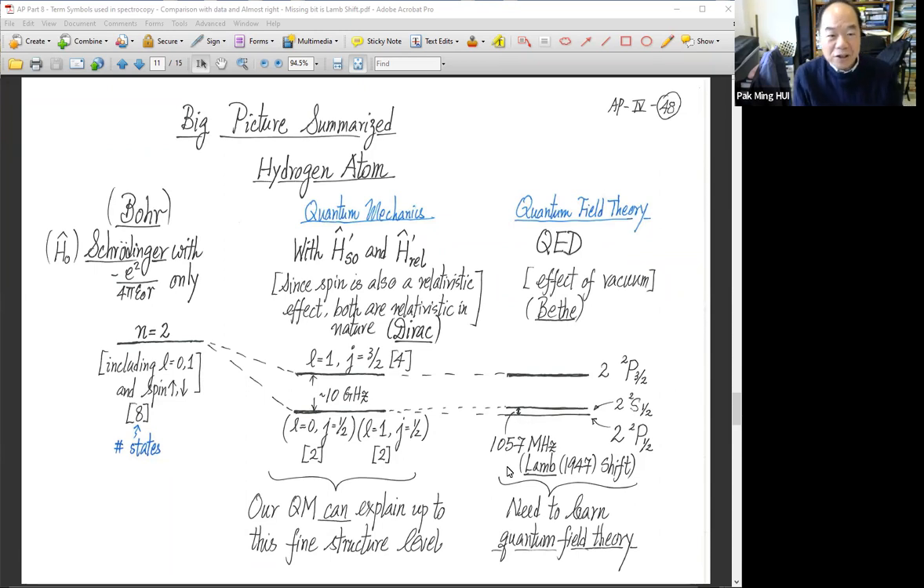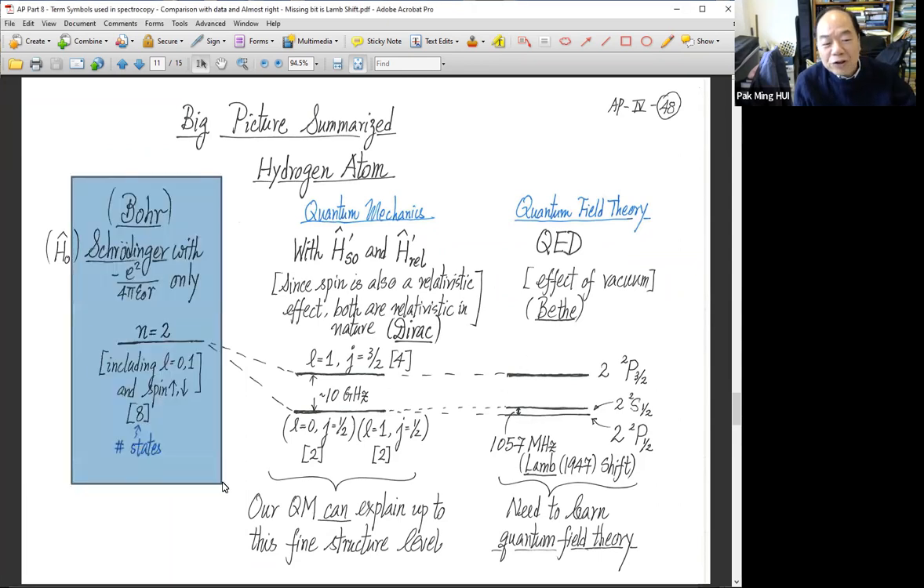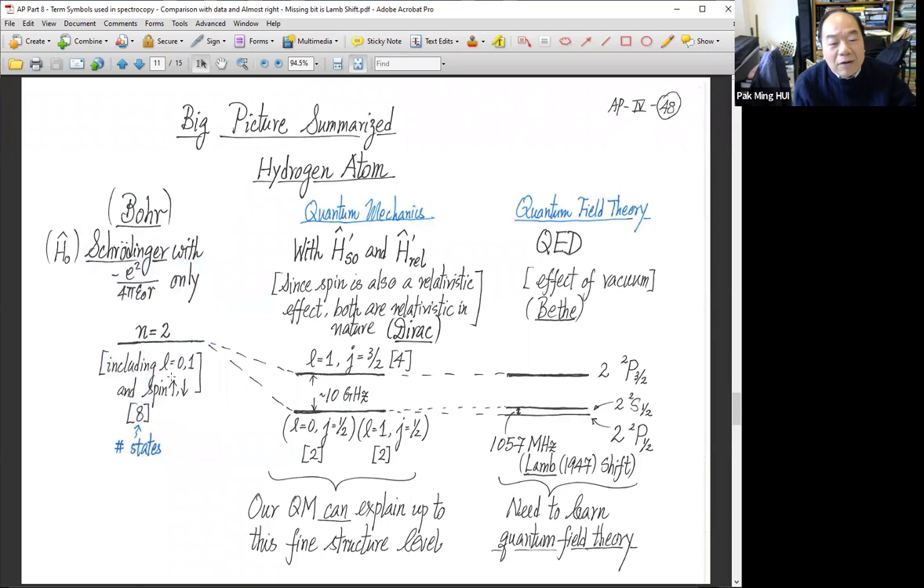So let's finish this thing off. This page summarizes the big picture. Last term, you solved the hydrogen atom with the Coulomb interaction between the nucleus and the electron. Then you can use spherical harmonics, R_nl, Y_lm(theta, phi), and solve that. Very nice. For example, this is the n equals 2 level. You have 8 states, 2 for S and 6 for P when you include spins.